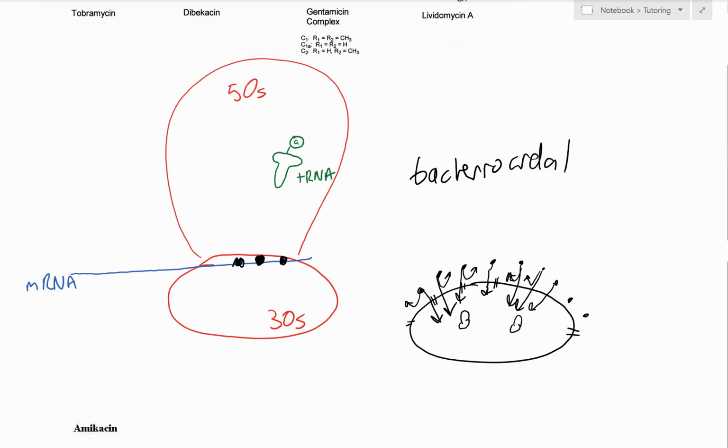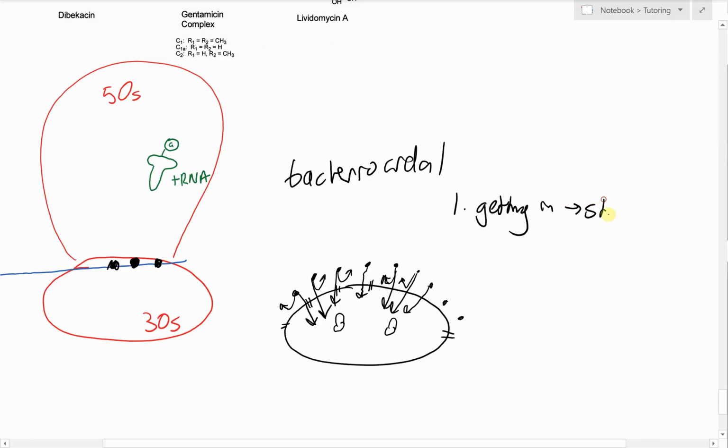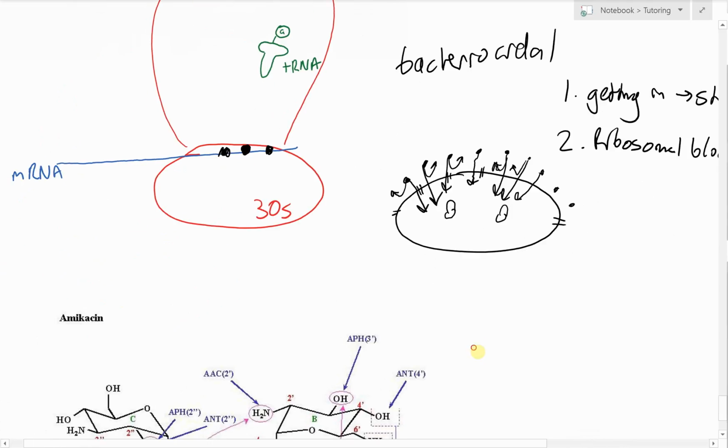So 2 stages. So one is getting in and causing stress. And then stage 2, you get ribosomal blockade, which just causes death. Cool. There are quite a few methods of developing resistance to aminoglycosides.